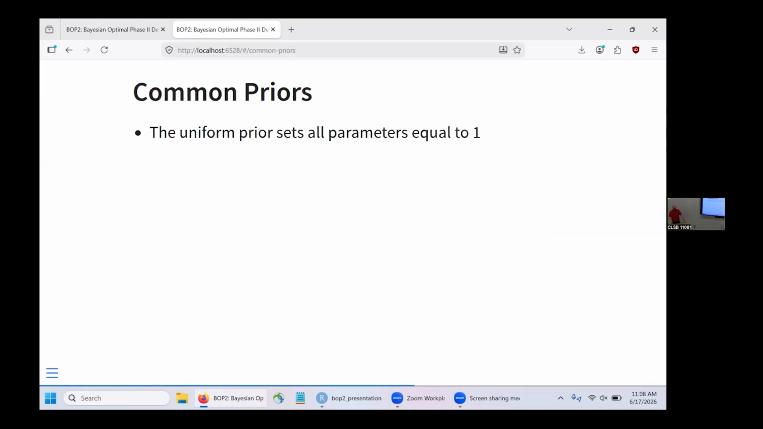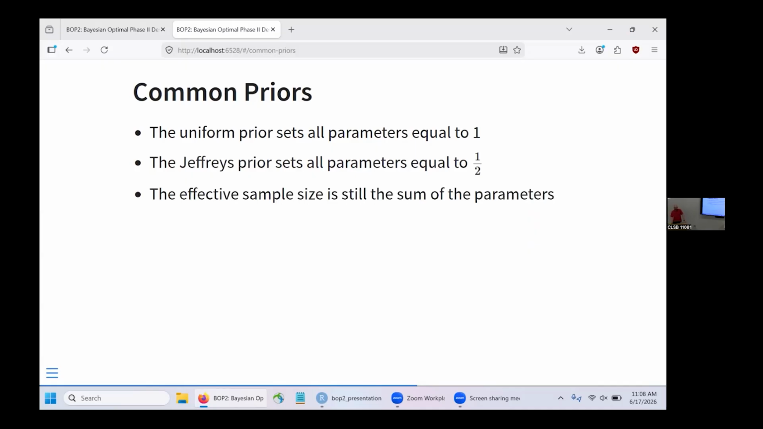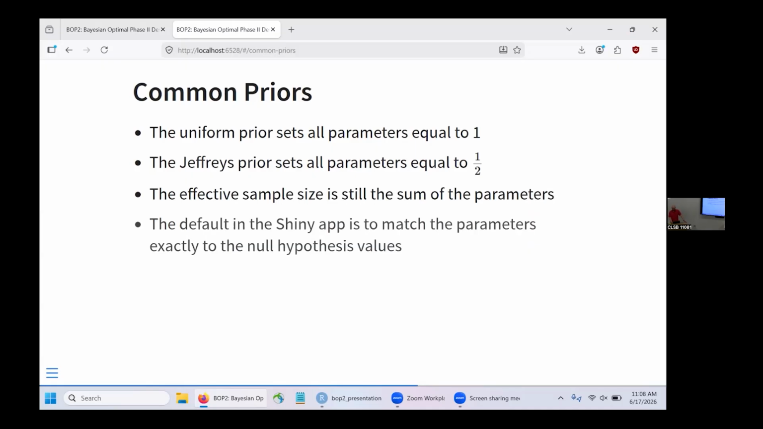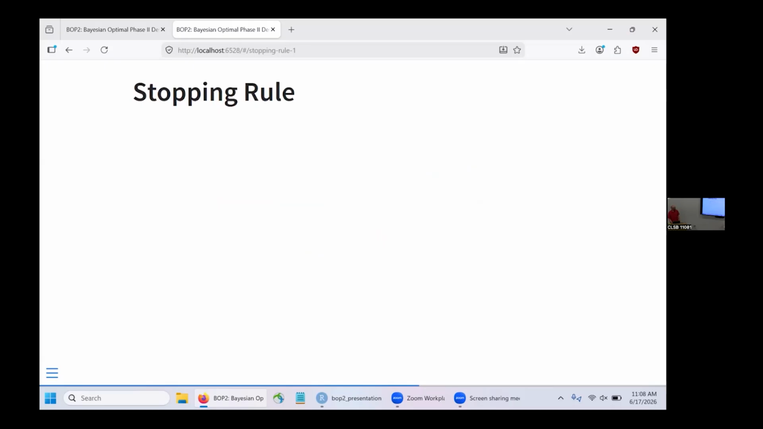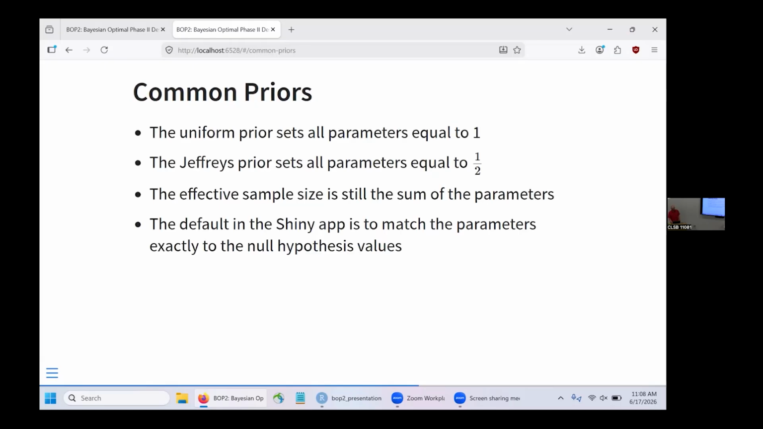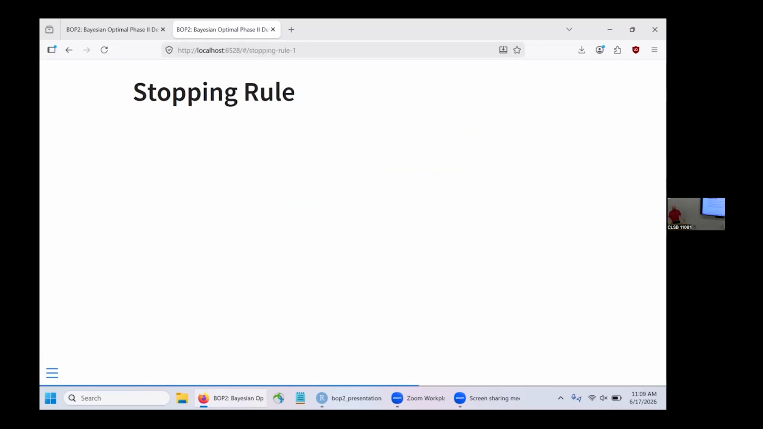So common priors: the uniform prior sets all parameters equal to 1. Jeffreys prior sets all parameters equal to 1/2. The effective sample size is still the sum of the parameters. And the default in the Shiny app is to match the parameters exactly to the null hypothesis values. So it's an extension of the beta, similar to what we had seen previously.